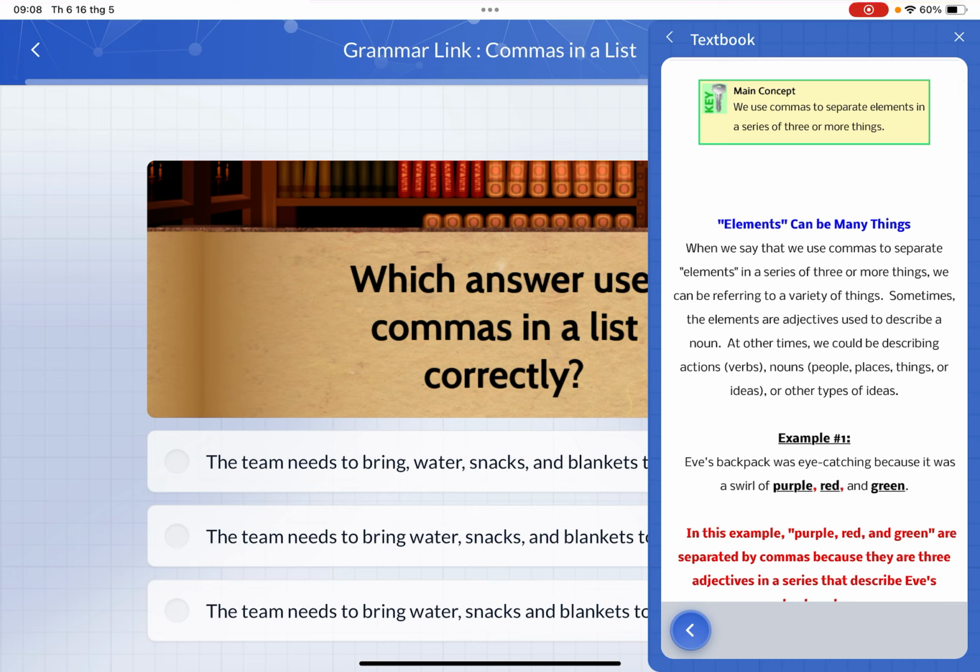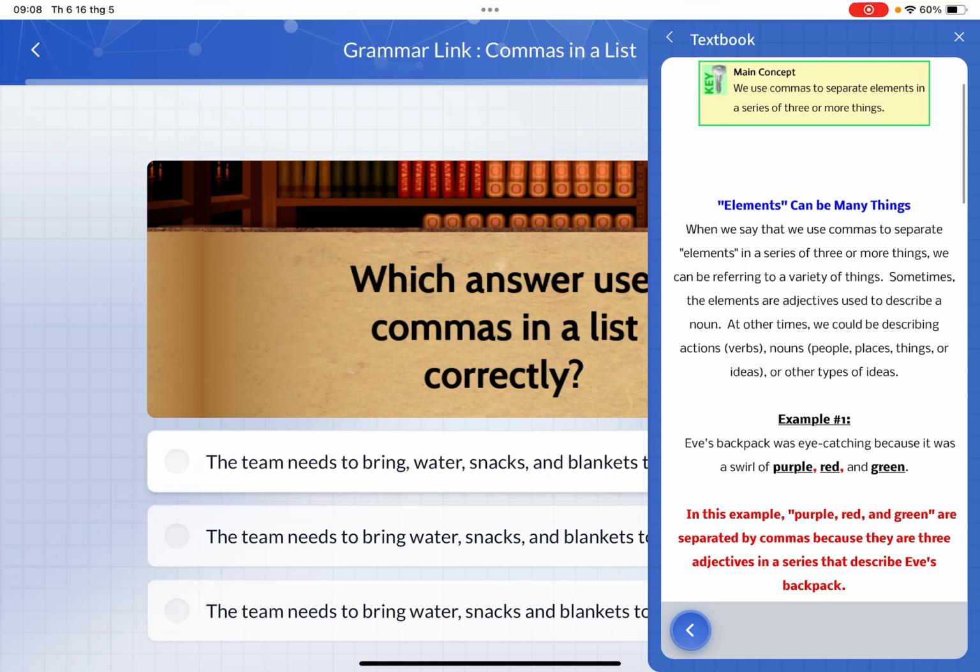Of course, elements can be many things. When we say that we use a comma to separate elements in a series of three or more things, we can be referring to a variety of things. Sometimes the elements are adjectives, which are used to describe a noun. Or at other times, they describe actions, which are verbs, or nouns, which are people, places, things, or ideas.